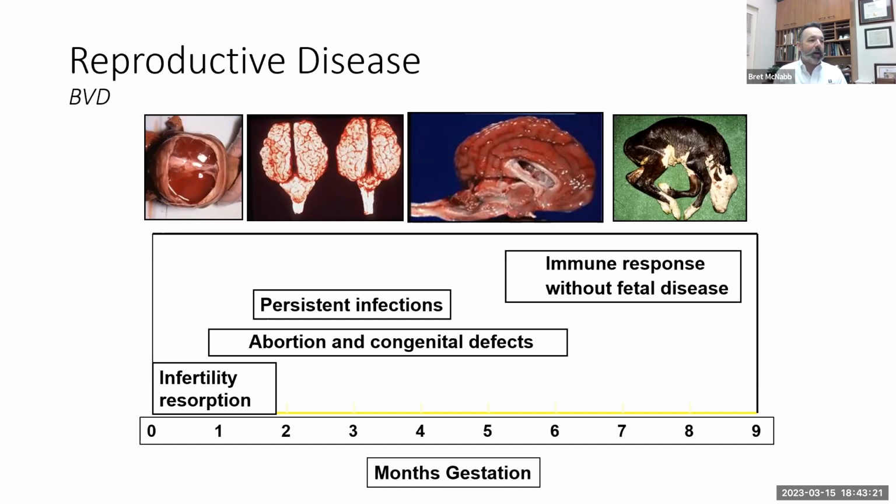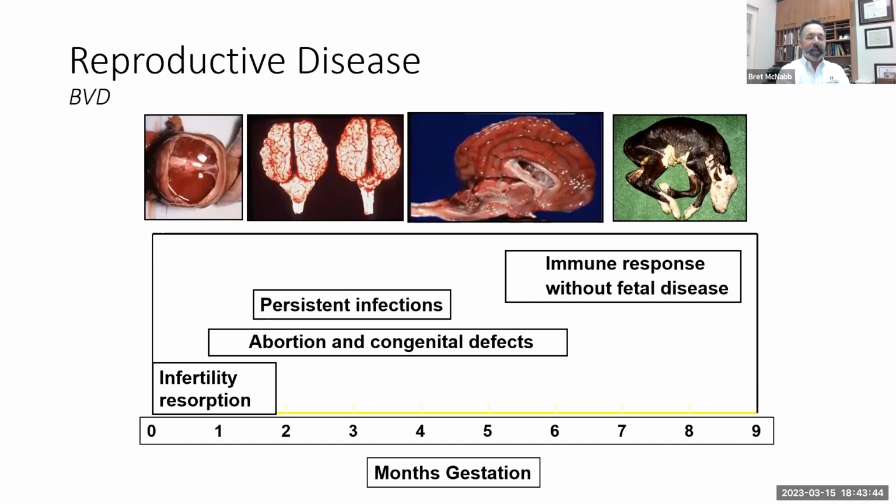One of the big concerns we have is this persistent infection window. So this happens if the virus is present while the calf's immune system is developing, at the end of that first trimester of pregnancy. The calf can't tell that that virus is something foreign or different from its own cells, so it doesn't learn how to mount an immune response against it.